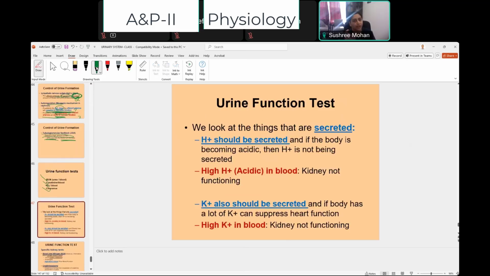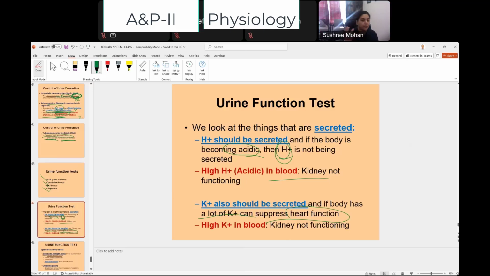So there is a formula to know the clearance. We look at the things that are secreted. It should be secreted. And if the body is becoming acidic, we get rid of H+. If H+ is not getting secreted, that means the body is becoming more acidic and kidney is not functioning. That's why H+ is not getting secreted. Potassium also should be secreted. And if the body has a lot of potassium ions, that means it is going to affect the heart function.